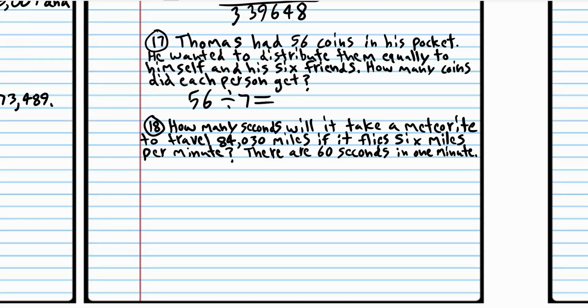And if you know your multiplication facts, you should know the answer to that. 56 divided by 7. How many times does 7 go into 56? 7 times what number is 56? If you know your multiplication facts, you should get that in about 2 seconds. It's 8. So each person gets 8 coins.